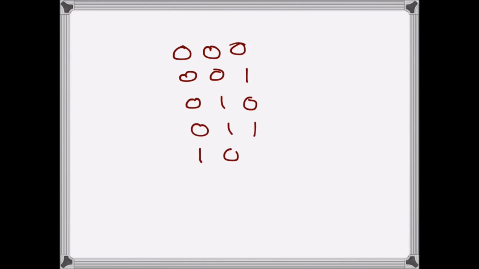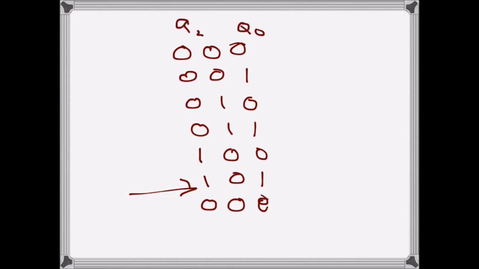Now for a mod 6 counter, the counting should be 000, 001, 010, 011, 100, 101, and then it should again become 000. So up to here, this is just like an up counter. So this is Q2, this is Q1, and this is Q0.